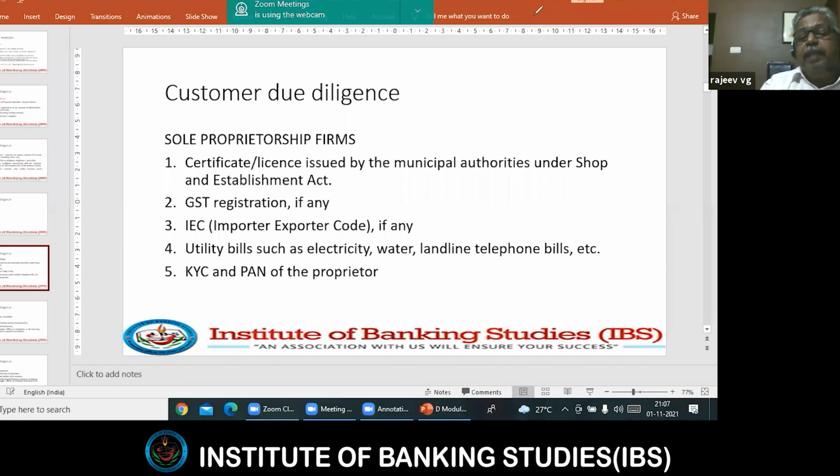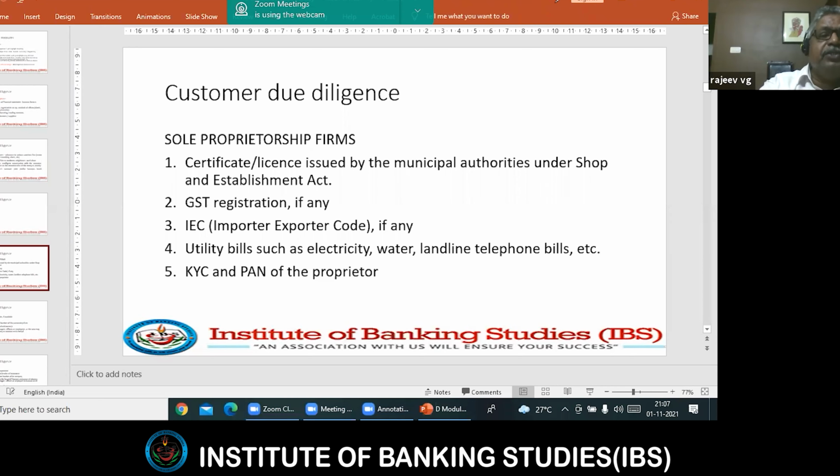Then utility bills such as electricity, water, landline, telephone bills, etc. of that particular unit also have to be taken, if it is in the name of the firm. Okay, to find out the address or the location of the firm, that firm ABC Enterprises, where it is. If it is available, utility bills also can be taken.